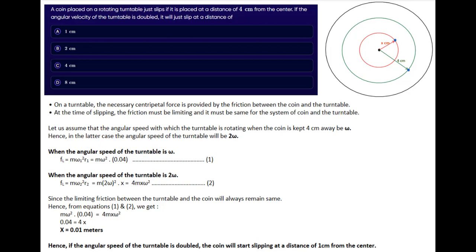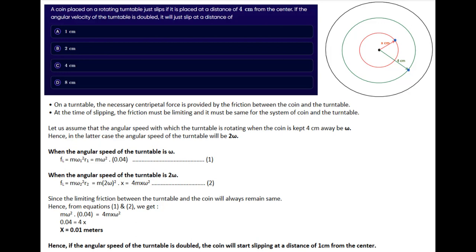Now, after all these discussions, all the concepts, we can start solving the problem. And now we can assume that if the turntable is rotating with angular velocity of omega, the slipping occurs at 4 cm. Now what will happen if the angular velocity of the turntable will be doubled? That is twice of omega. Let us now try to see these two cases one by one.